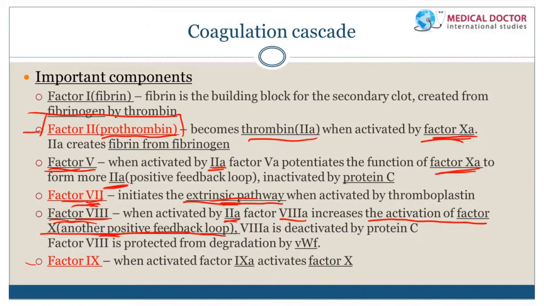Now, both of these, both factor 5 and activated factor 8, are deactivated by protein C. We're going to talk about this protein in just a moment, but just so you remember that we also have this counter-regulatory process, because we're talking about a positive feedback loop, and if unchecked could lead to inappropriately increased clot formation, then protein C has the role of deactivating these activated factors.